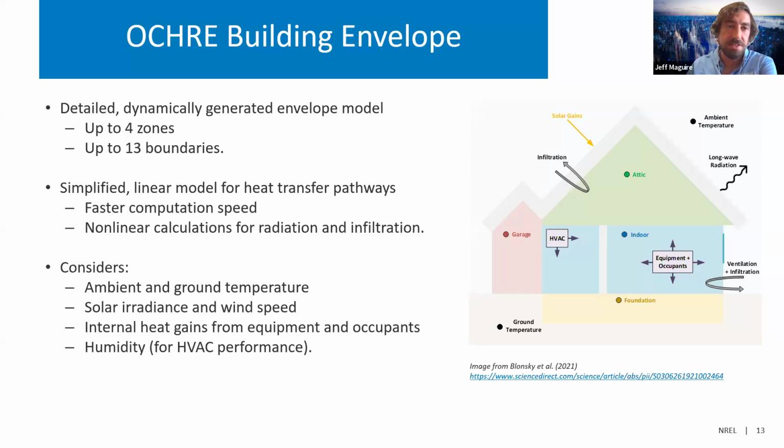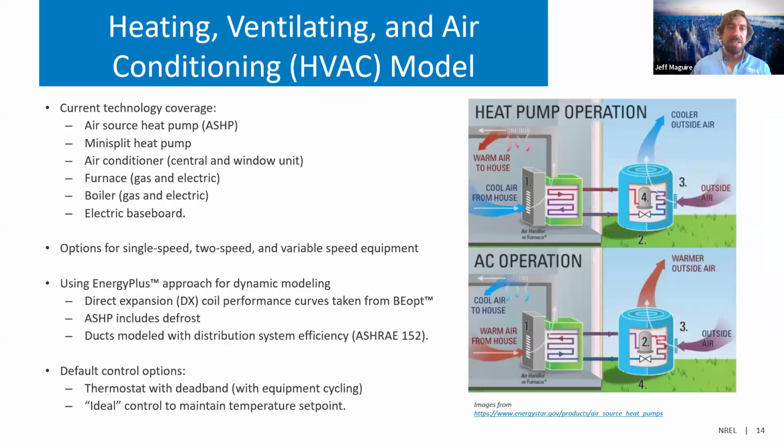Then going into some of the specific equipment models. For HVAC, so for any sort of heating and cooling, we can currently model most of the technologies that are available in BOPT or ResStock. So we can do air source heat pumps, mini split heat pumps, air conditioners, either room units or a central air conditioner, furnaces, boilers, and electric baseboards.